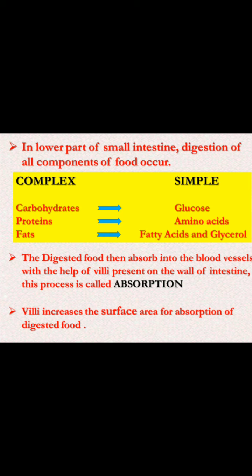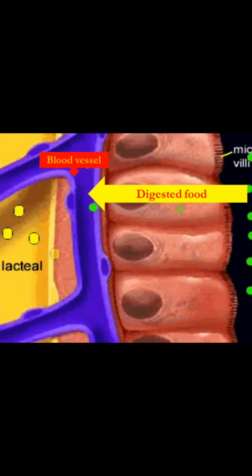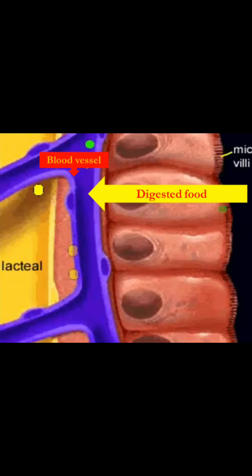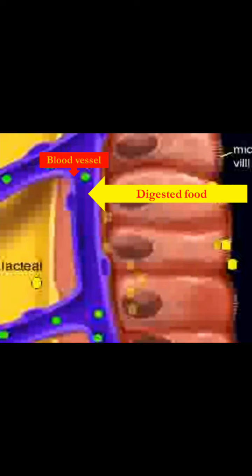Now after digestion, the digested food is absorbed into the blood vessel with the help of villi which are present on the wall of intestine. This process is called absorption. Villi increase the surface area for the absorption. As you can see in this animation, the simpler food from the small intestine is absorbed into the blood vessel with the help of villi.